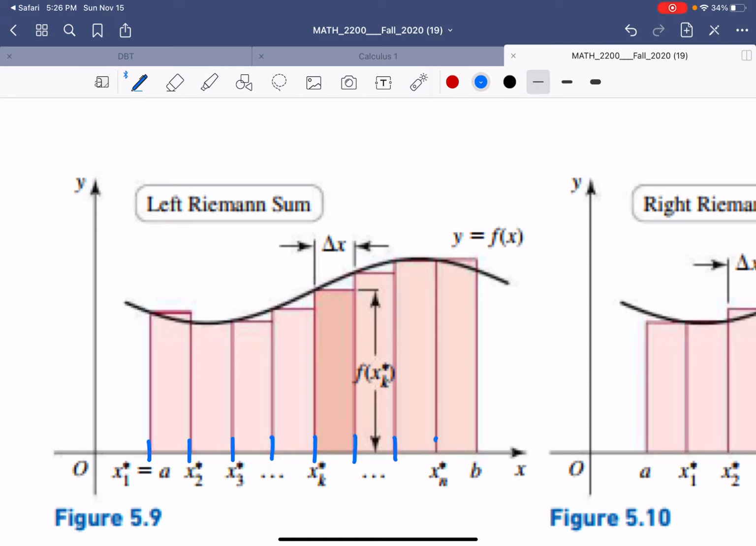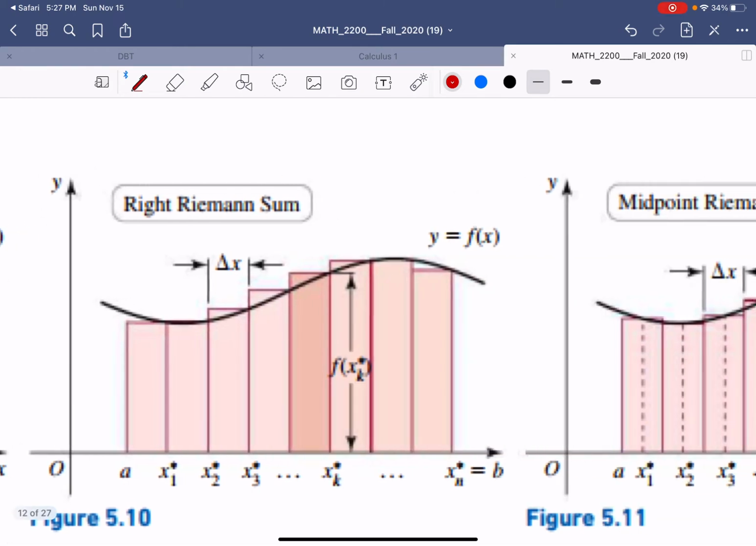Each length is delta x, and when I choose my xk star, instead of choosing some random point in between one of my grid points, I choose the leftmost grid point. And that's where I decide to draw my height. So the height comes from where your grid point is, all the way up to where the function is, and then you draw over the width of the interval and back down. And that's how you get your rectangle. So in each of these, I'm using the leftmost point of all of my grid points.